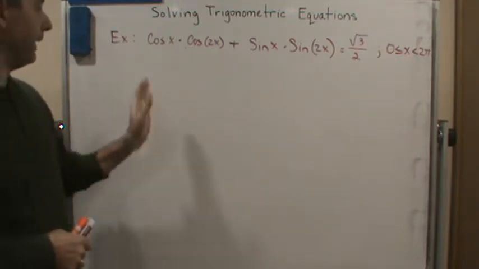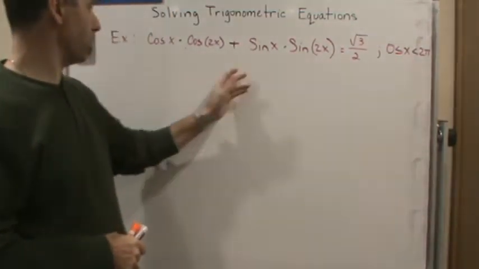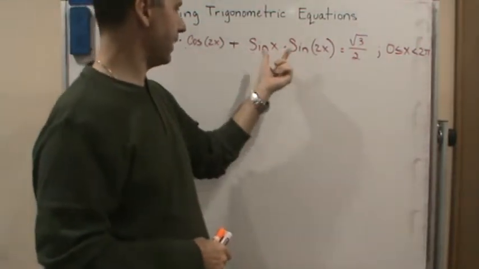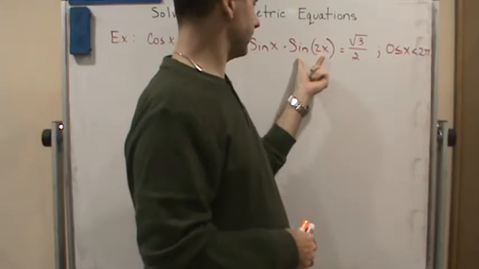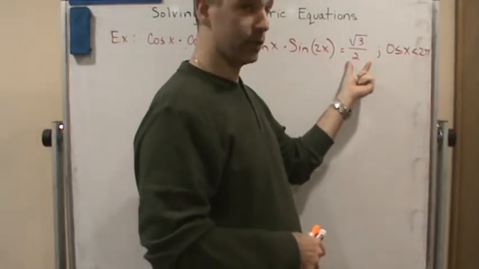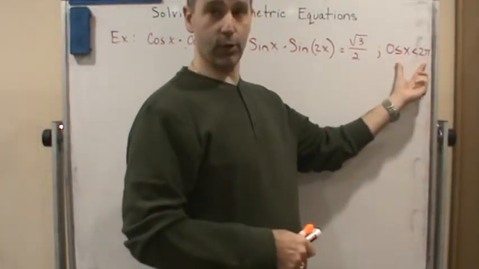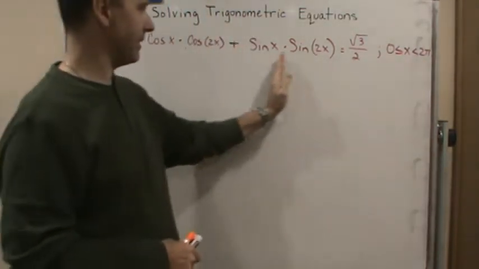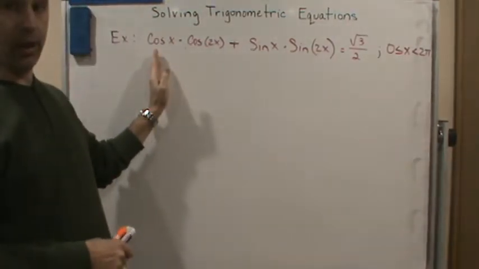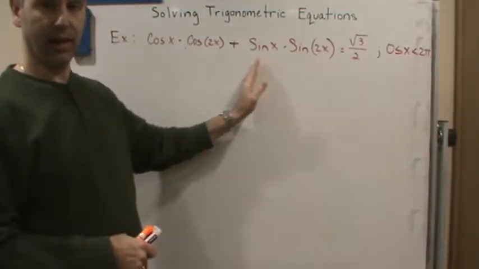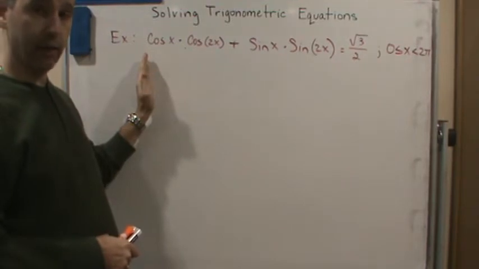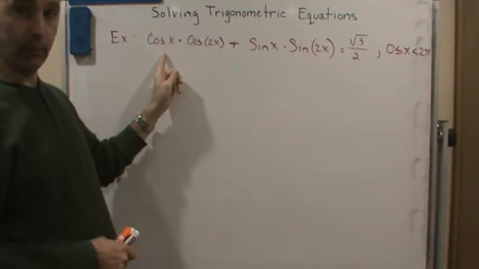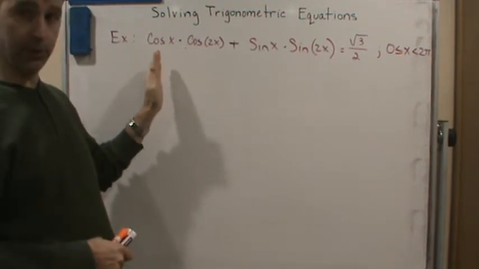Okay, so here we've got this trigonometric equation: cosine x times cosine 2x plus sine x times sine 2x is equal to the square root of 3 over 2, and from 0 to 2 pi. Now, the first thing you notice is this left side. You have to notice that this is one side of the difference identity for cosine. So this is the difference formula for cosine.